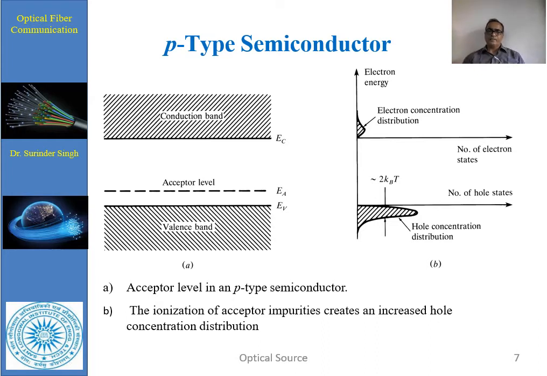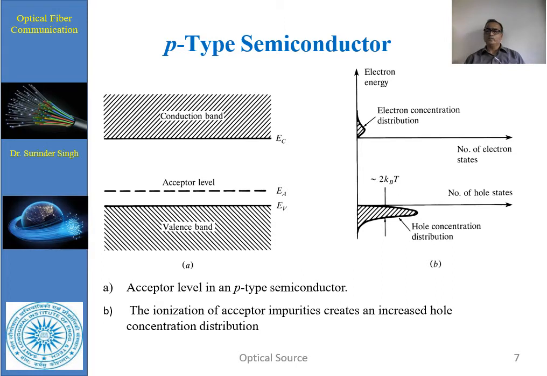Now in the p-type semiconductor, the conduction can also be increased by adding group 3 elements, which have 3 electrons in the outer shell. In this case, 3 electrons form a covalent bond, and there is one hole which is required in order to form a bond, so there is a requirement of one extra electron.